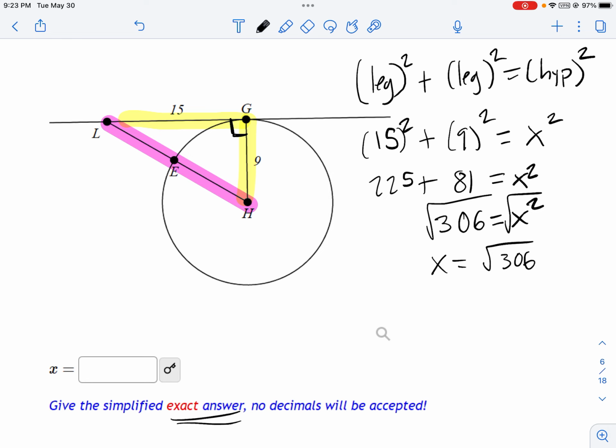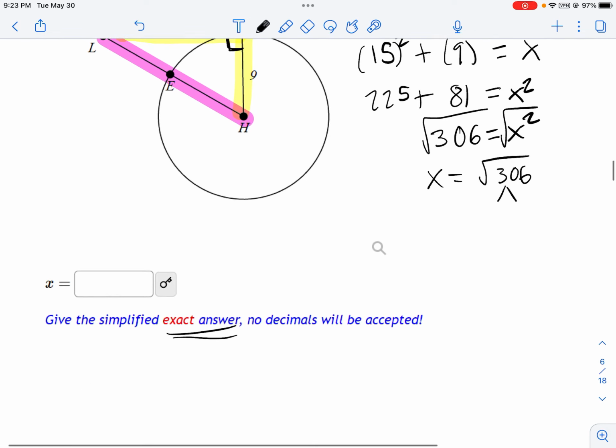Now this is an exact answer. Don't get me wrong, right? It's not a decimal, it's exact. But it has to be simplified. Let's make sure we can't do any further with this. So say, all right, so 306, it's even. You know at least 2 goes into it, right? 2 and 153. From there, let's try 3. It does. It's 3 and 51. And then from there, let's just try 3 again, which is 3 and 17.